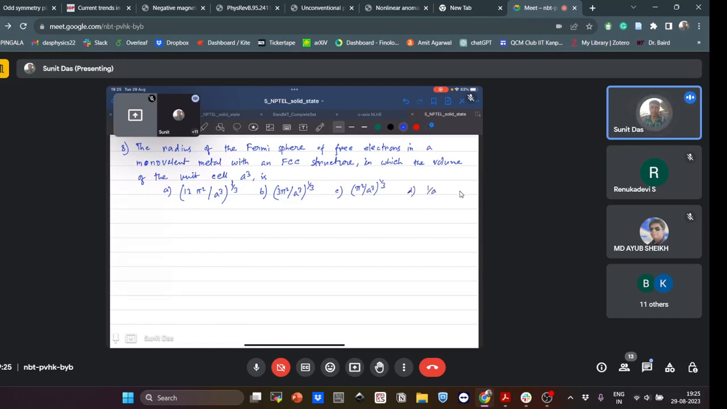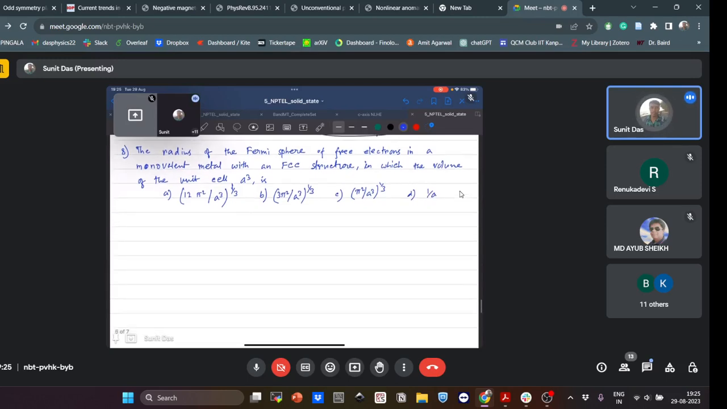So the question is: find the radius of the Fermi sphere of electrons in a monovalent metal with an FCC structure, where the volume of the unit cell is a cube. So we need to find the radius. Okay, let's try.